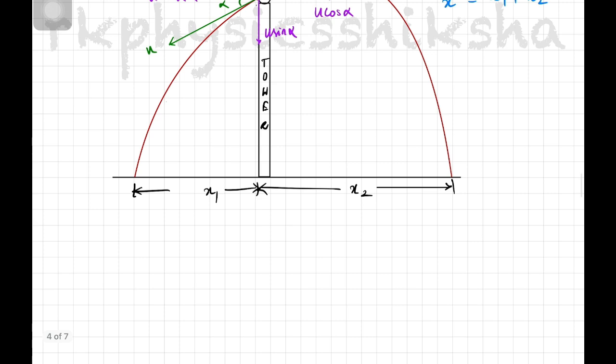Now here a very simple rule we can follow. What is that simple rule? I can take x2 as the horizontal component of velocity, which is u cos alpha, into the time taken for it to reach the ground, which I take as t2. And in a similar way, x1 is equal to u cos alpha into the time taken for it to reach the ground, the time of flight, which I take as t1.